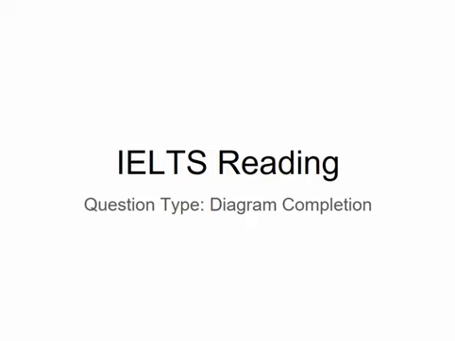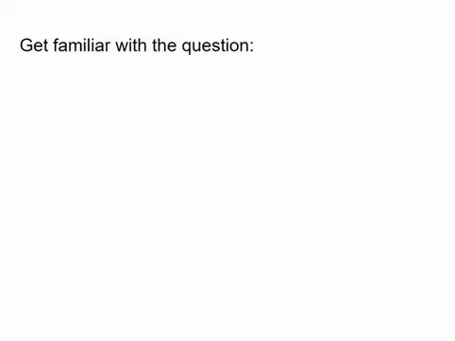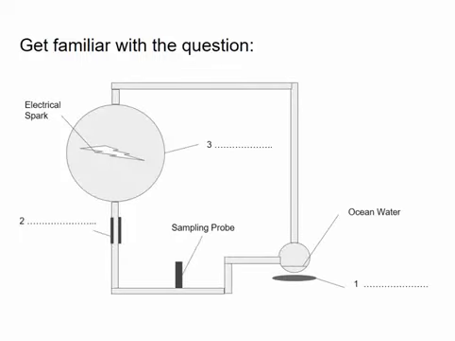Let's take a look at the IELTS reading question type called diagram completion questions. First, let's just get familiar with the question a little bit. So on a diagram completion question, you will have some kind of visual diagram to look at. It may look something like this.